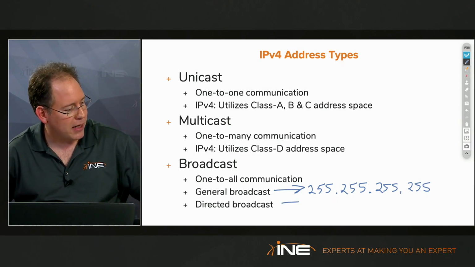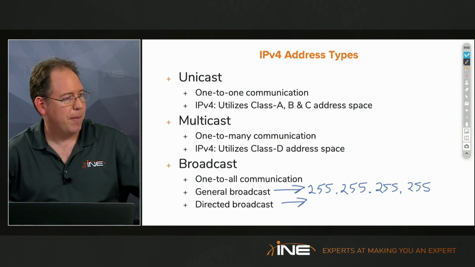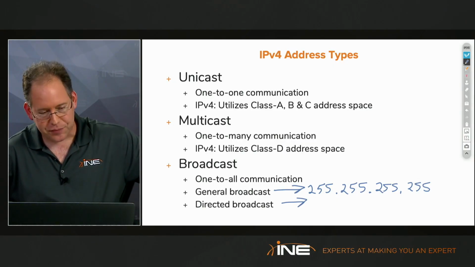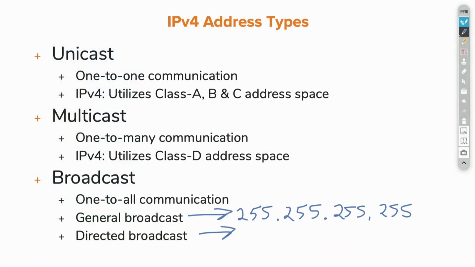Now, directed broadcast, you're not going to see that as often. That would be something like this. Let's say that you already knew what your IP address was. Let's say your IP address was this. Now we know that that's your IP address. You've got to know what your network bits are and what your host bits are. And how do you do that? With the subnet mask. So let's say the subnet mask looked like this.